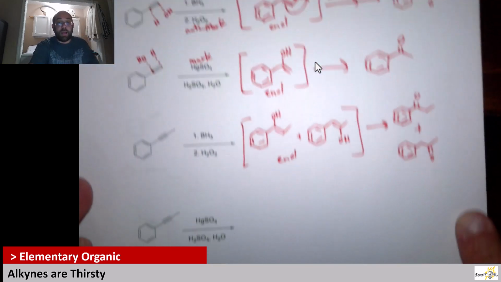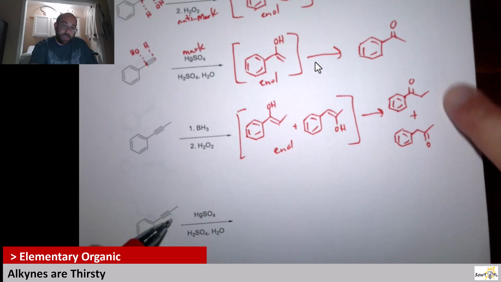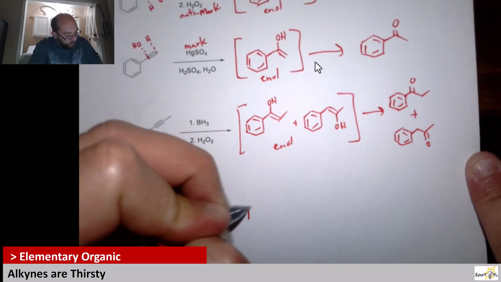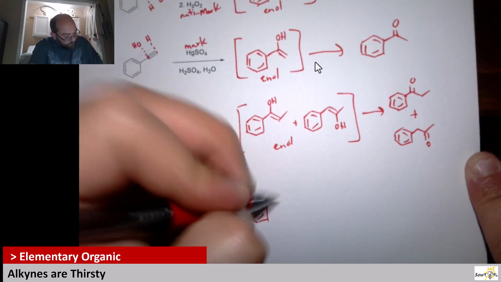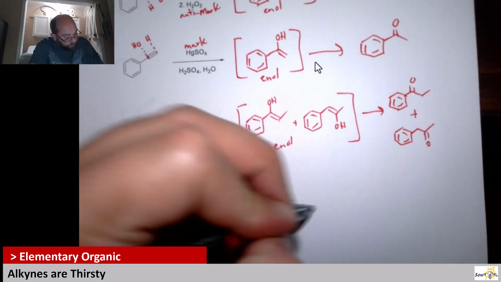Okay. Now, if you'll notice, the mercury sulfate, even though it does a Markovnikov addition, it has the same problem. There's the same degree of substituents on each carbon. So guess what? You're going to get the exact same two sets of products here for this guy as well. So I'm just going to draw the products because I've already shown you the enols up here.